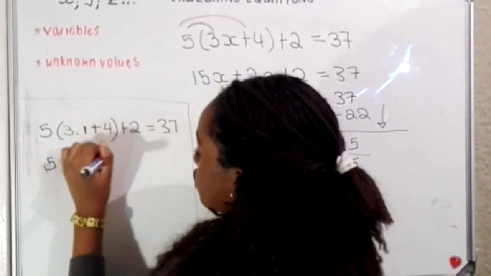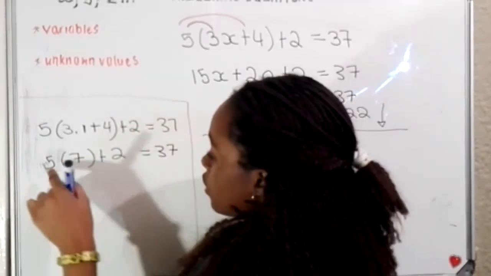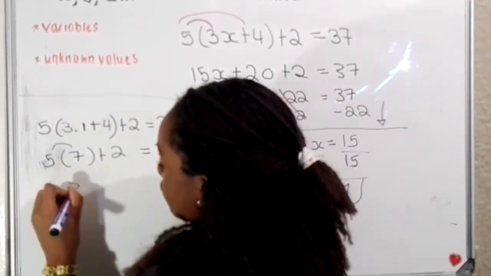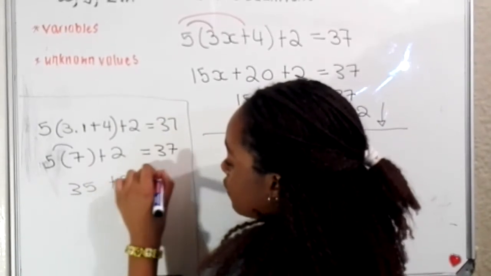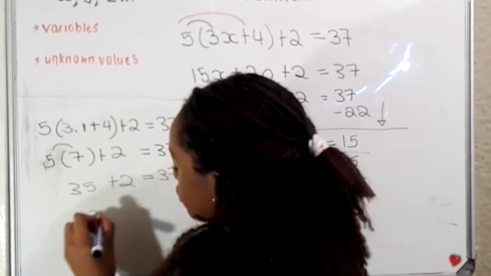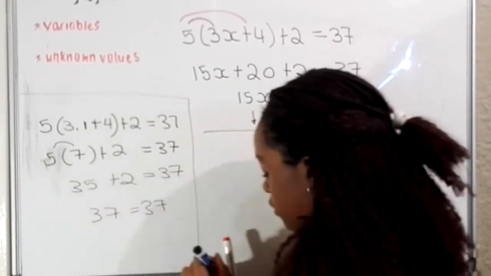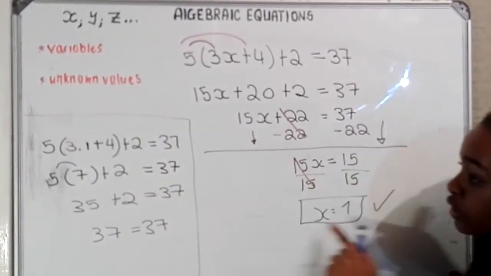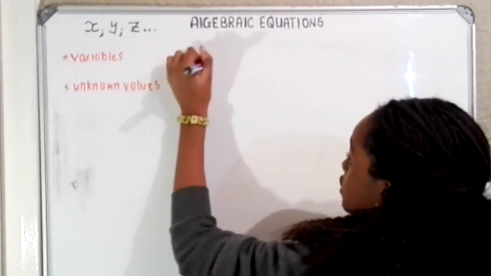Okay, plus 2 must give me an answer of 37. 5, the distributive rule, 5 times 7 is equal to 35. Plus 2 must give me 37. 35 plus 2 is equal to 37, which is equal to 37. So the value of x is 1, so that is true because we checked it. And you might have parentheses on both sides.